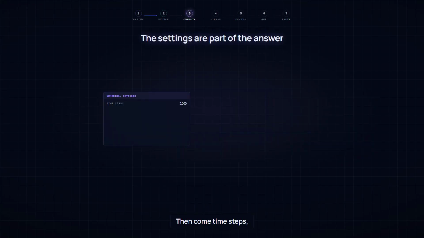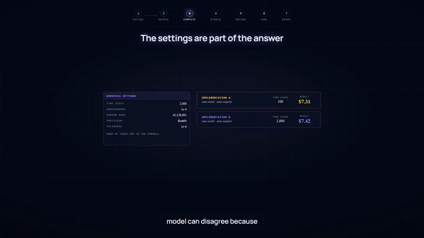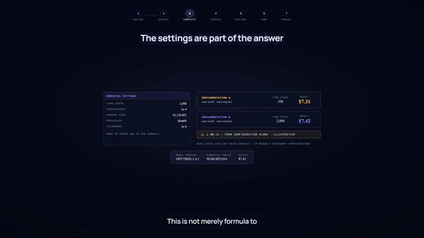Then come time steps, simulation paths, convergence limits, random seeds, precision, and acceptable error. 2 implementations of the same model can disagree because their numerical settings differ. This is not merely formula to code, it is theory to controlled computation.